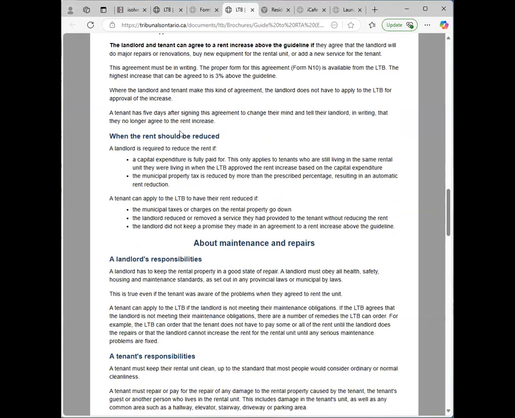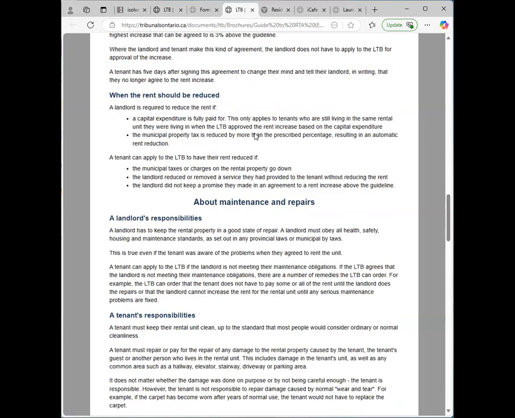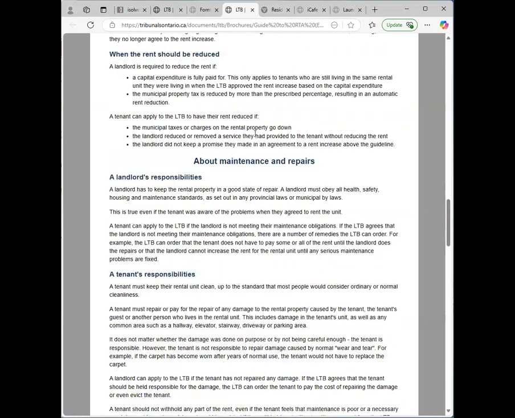Also, they talk about rent reduction. They talk about when costs go back down. I've never seen a rent reduction, by the way, but I'm sure it will happen, especially when it says the landlord is required to reduce the rent if a capital expenditure is fully paid for. For example, if a boiler goes out and you've got to increase rent just to pay for that boiler, once it's paid for, it's got to be stopped. So you still have to give proper notice of a rent reduction, but I've never seen that.